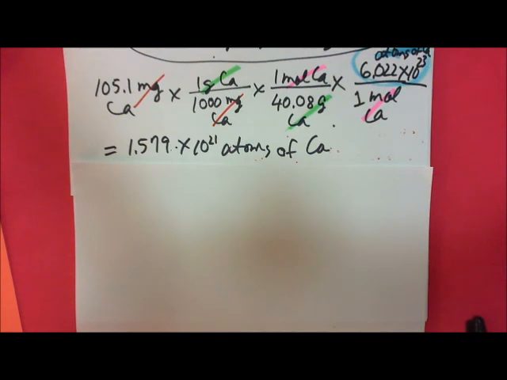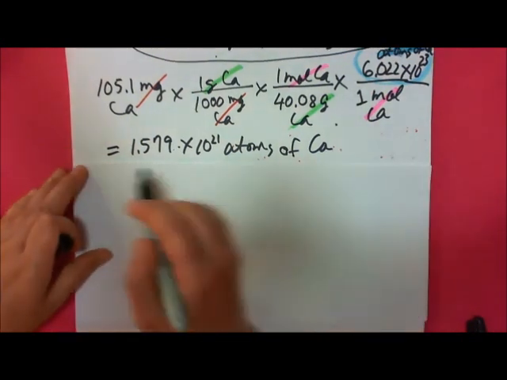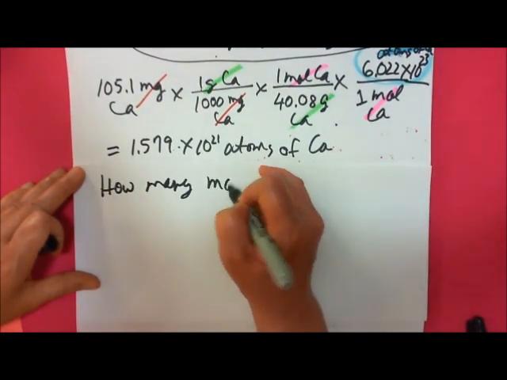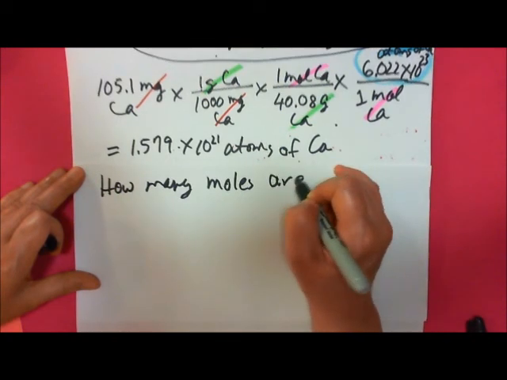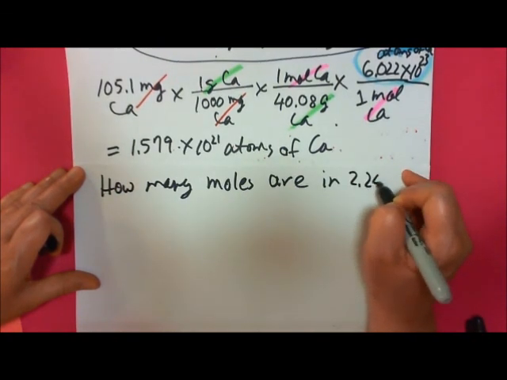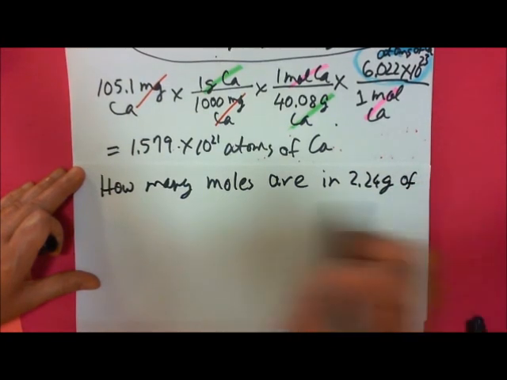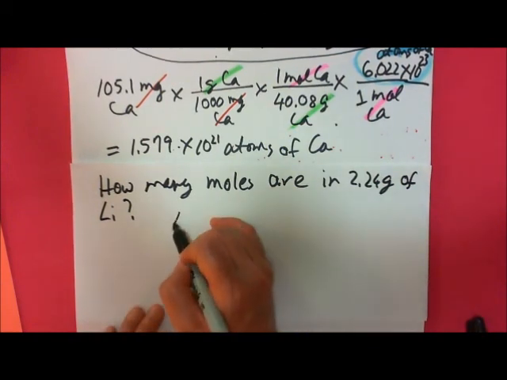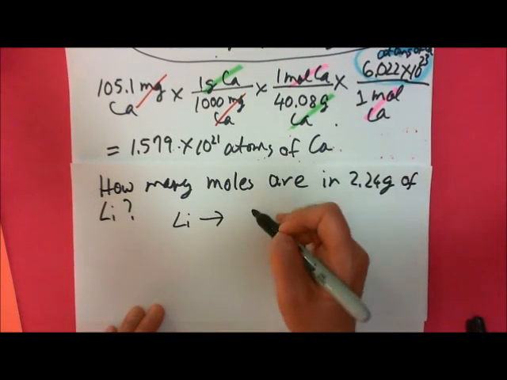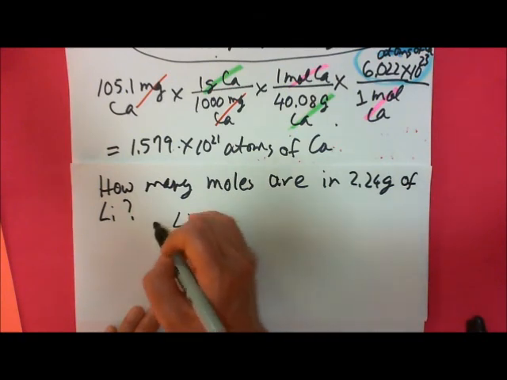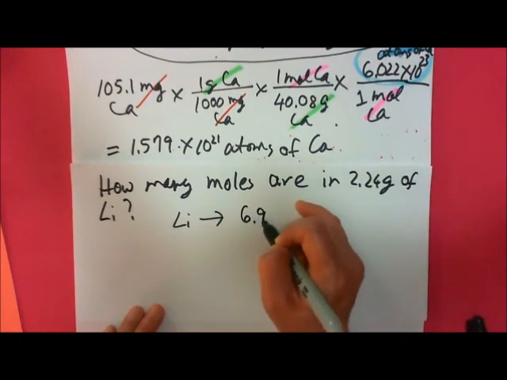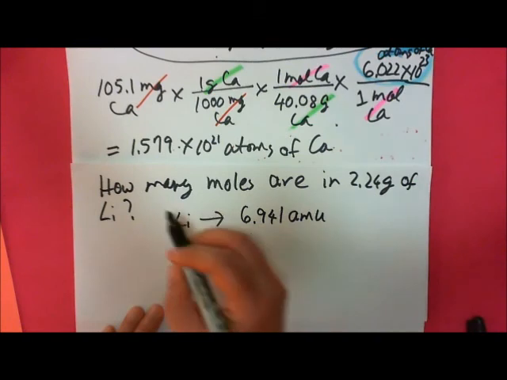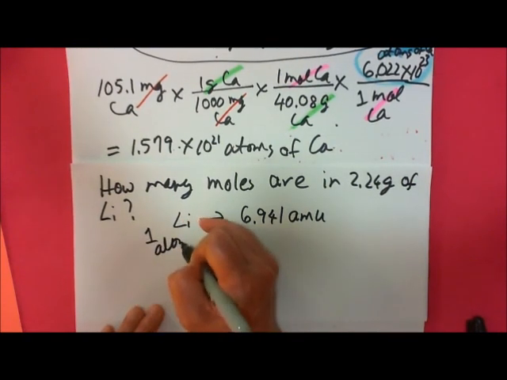Okay, so here's another question that I could ask, and this would be, how many moles are in 2.24 grams of lithium? Okay, so we look at the periodic table and we look up lithium, and you notice that one atom of lithium is 6.941. This is the atomic mass unit for one atom of lithium.